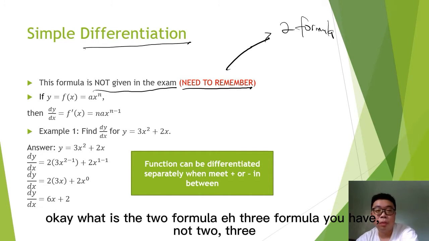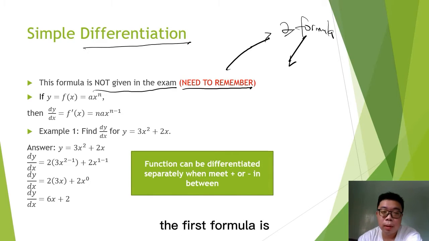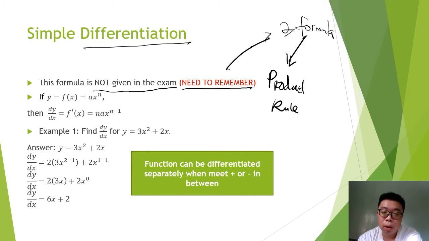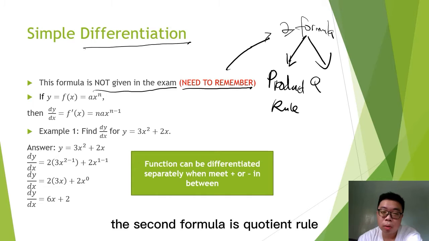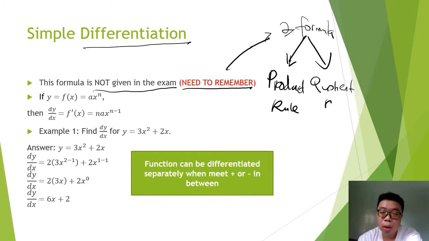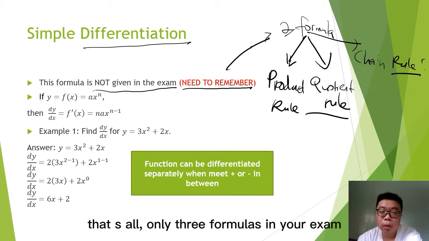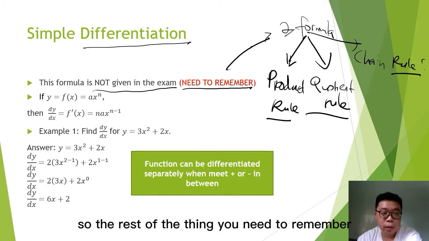What are the three formulas? The first formula is the product rule. The second formula is the quotient rule. The third formula is the chain rule. That's all. Only three formulas in your exam. So the rest of the things you need to remember.